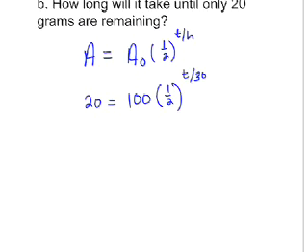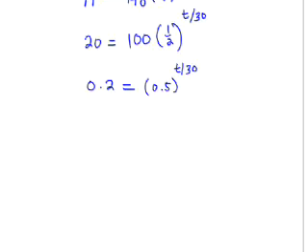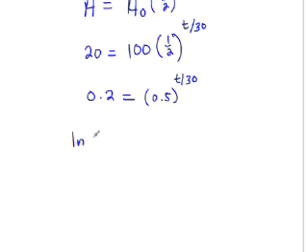So we'll solve this exponential equation for T, and we're going to go ahead and divide both sides by 100, and I'm also going to change 1/2 to 0.5. So dividing both sides by 100 gives us 0.2 on the left, and I'm going to rewrite 1/2 to the T over 30 as 0.5 raised to the T over 30. And we'll go ahead and take the natural log of both sides of this equation.